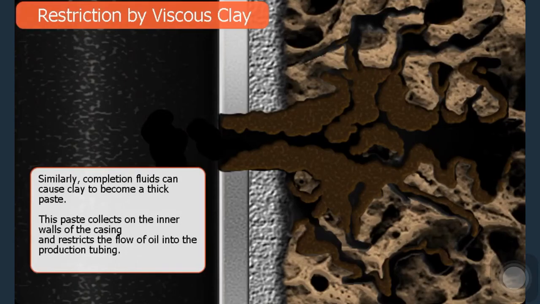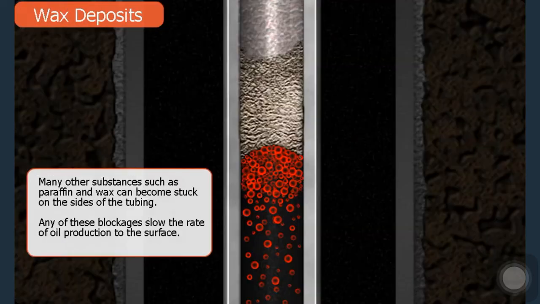Similarly, completion fluids can cause clay to become a thick paste. This paste collects on the inner walls of the casing and restricts the flow of oil into the production tubing. Many other substances such as paraffin and wax can become stuck on the sides of the tubing. Any of these blockages slow the rate of oil production to the surface.